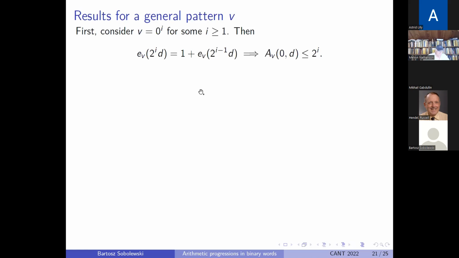And moving on to a general pattern V, first, what happens if the pattern consists of only zeros? And then it turns out that the maximal length of a progression starting at 0 is bounded from above by 2 to the power i. So this is not too interesting. So we can restrict our attention to other patterns.